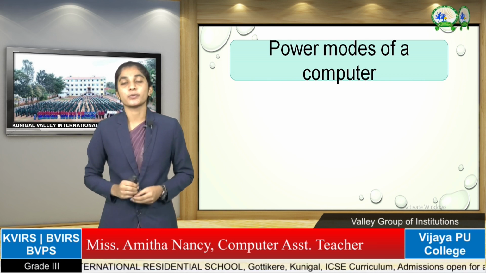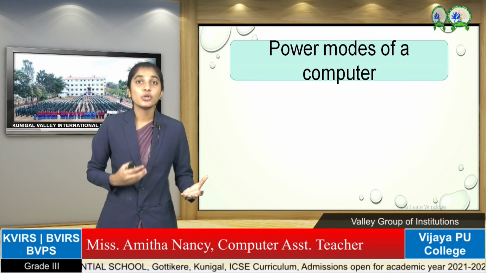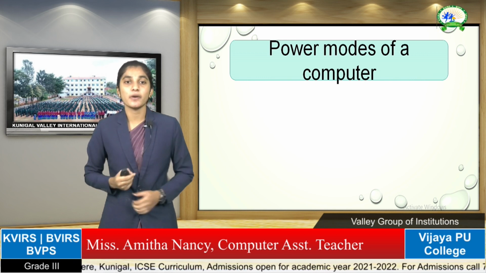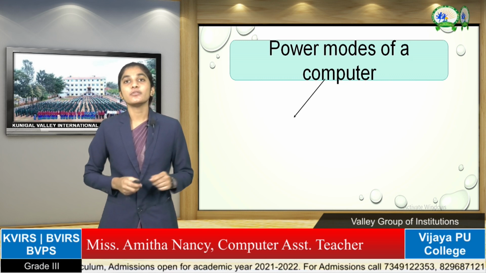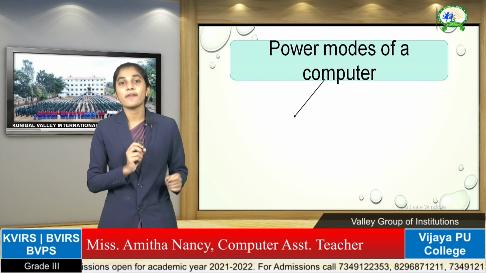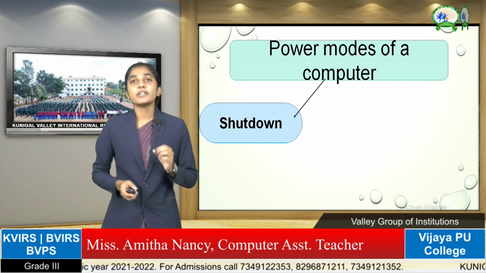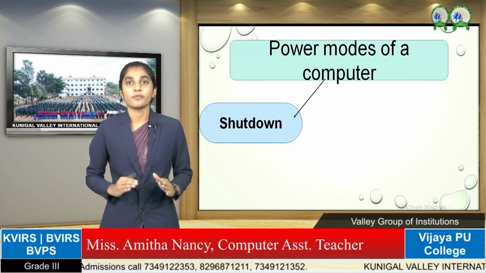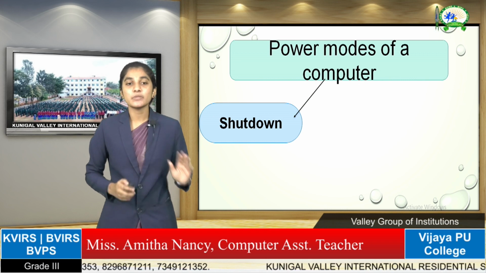Power modes of a computer. It is very important not only to use the computer, but to know how to switch it off and save power also. Let us see what options we get. When you click on the start button, there you have a shutdown option. Shutdown means the whole computer is off. All the programs running on your computer will be switched off.